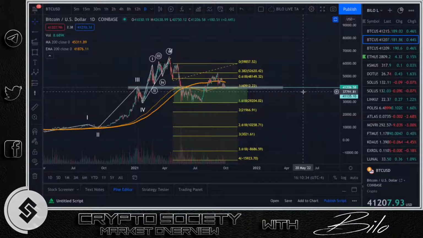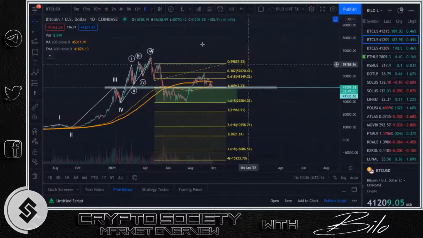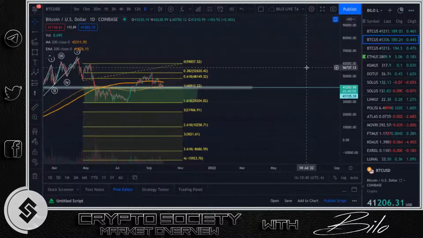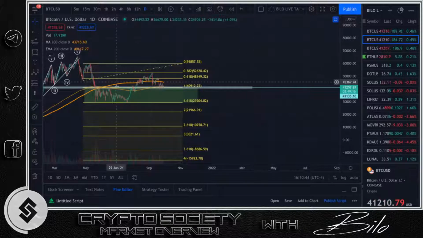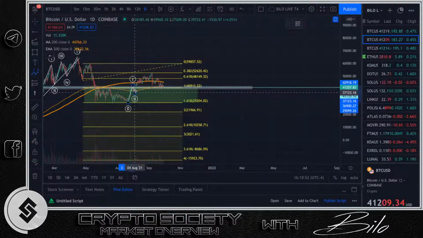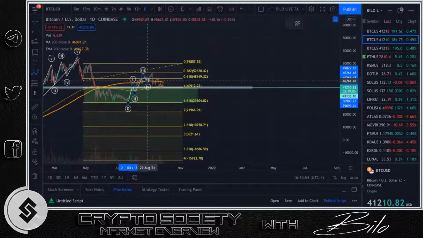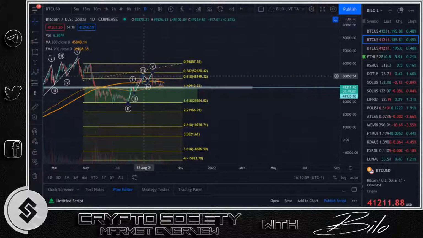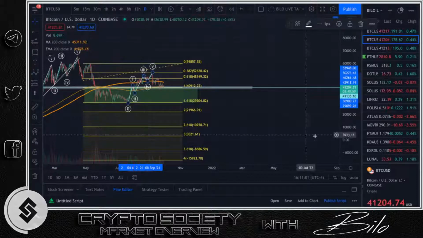A few weeks ago, we posted a chart in the CS channel calling for a potential of 38K, and I'll explain why. So breaking out here, this would be our wave 1, this would be our wave 2, this would be our wave 3, 4, and 5. I could adjust these a little bit, but it really doesn't matter for the purposes of this discussion.